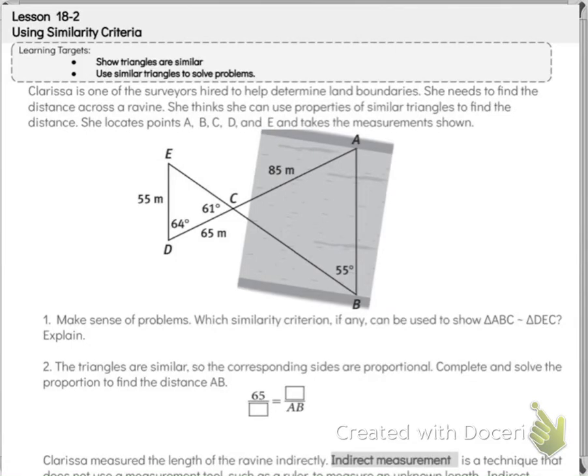All right, so we are going to be talking about using similarity criteria. If you remember last class, we talked about 3 different types of similarity criteria, 3 different ways for us to figure out whether or not a triangle was similar. Those 3 different ways were AA similarity, SSS similarity, and SAS similarity.